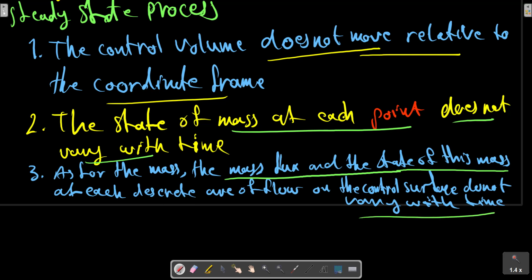With these assumptions, as an example of a steady state process, we can consider a centrifugal air compressor that operates with a constant mass rate of flow into and out of the compressor, constant properties at each point across the inlet and exit duct, a constant rate of heat transfer to the surroundings, and a constant power input, for example.